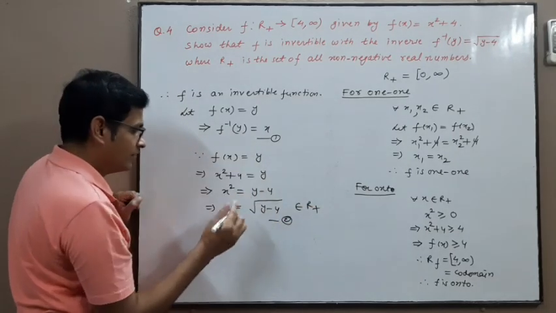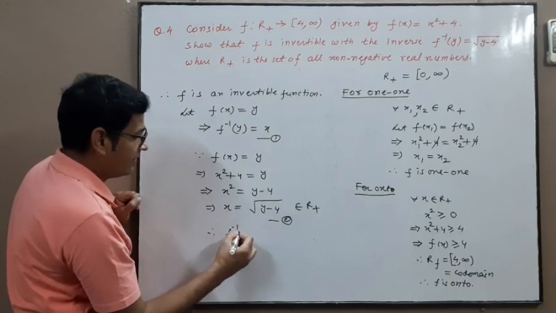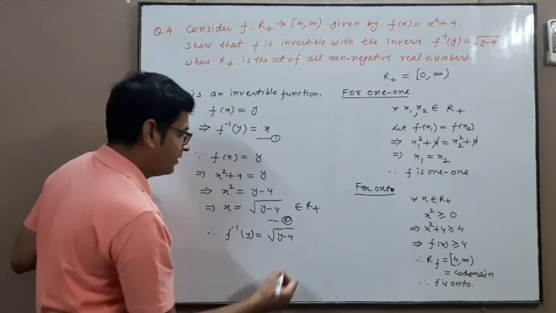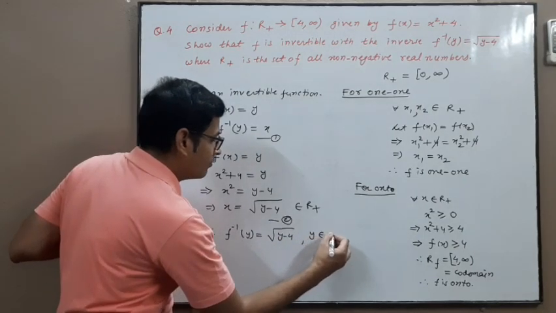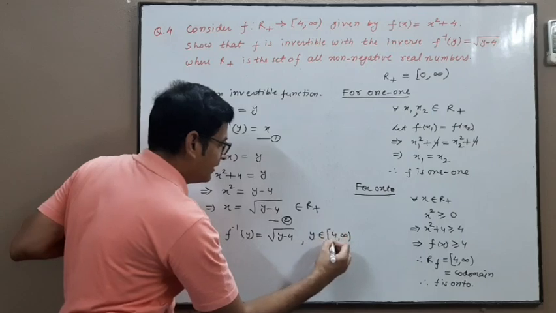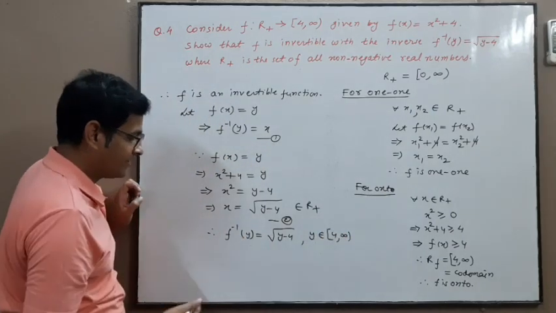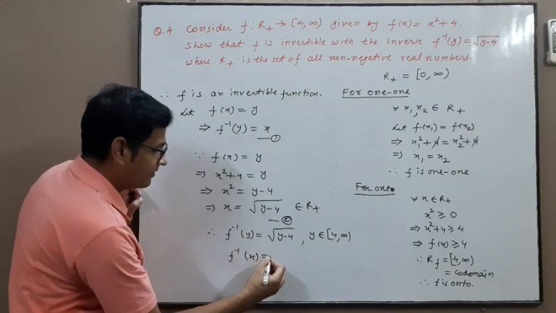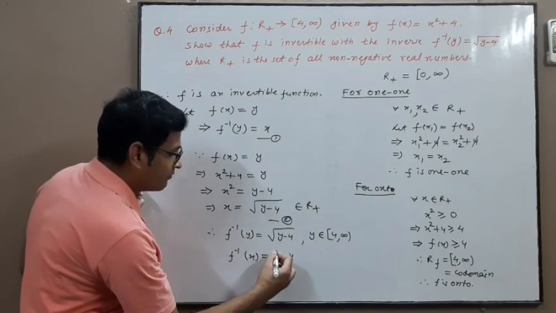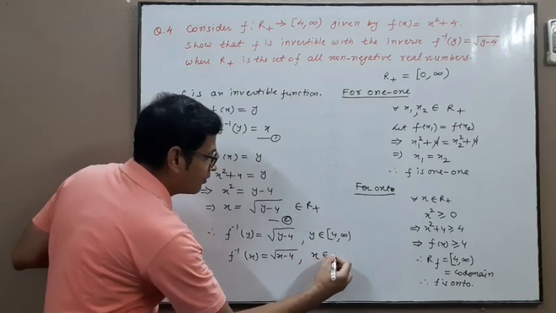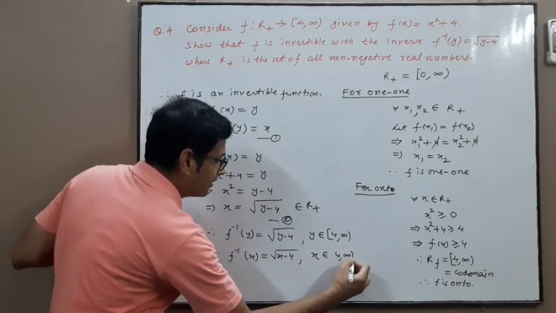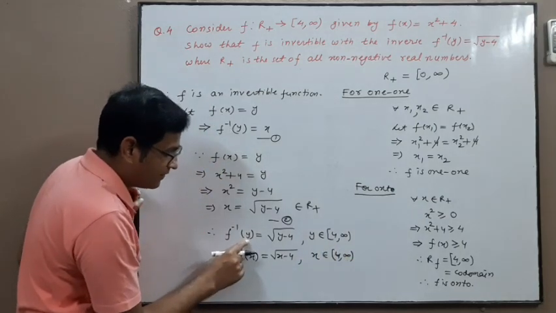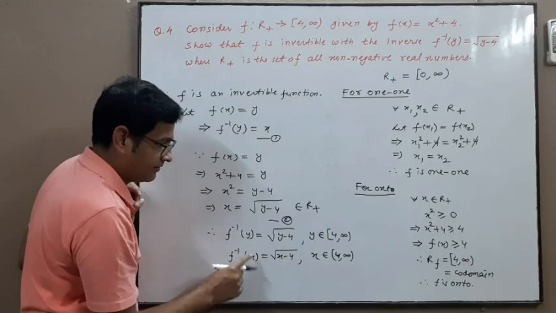From equations 1 and 2, f inverse y is equal to root y minus 4 and y belong to 4 to infinity. We can also write the same function, replace y by x. So root x minus 4 and x belong to 4 to infinity. Codomain is same, only we can change the name. In place of y we can also write x.